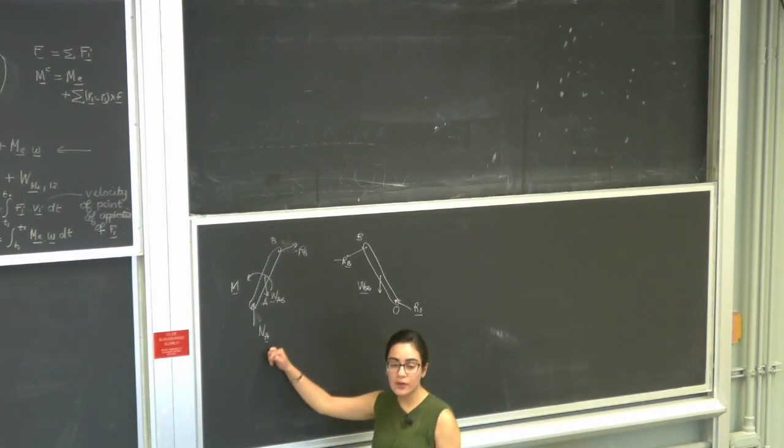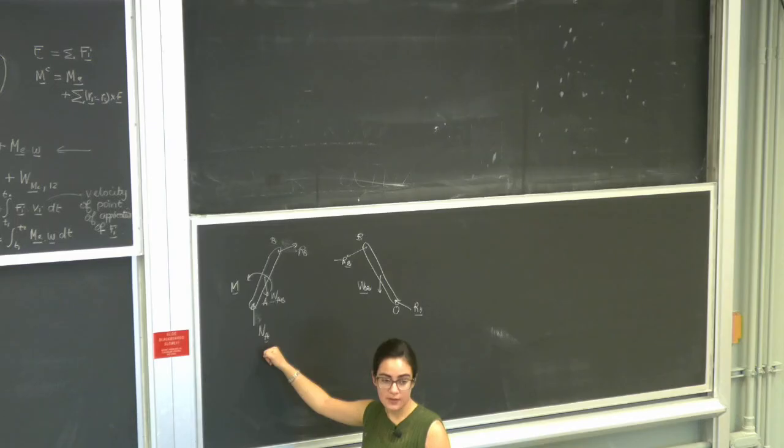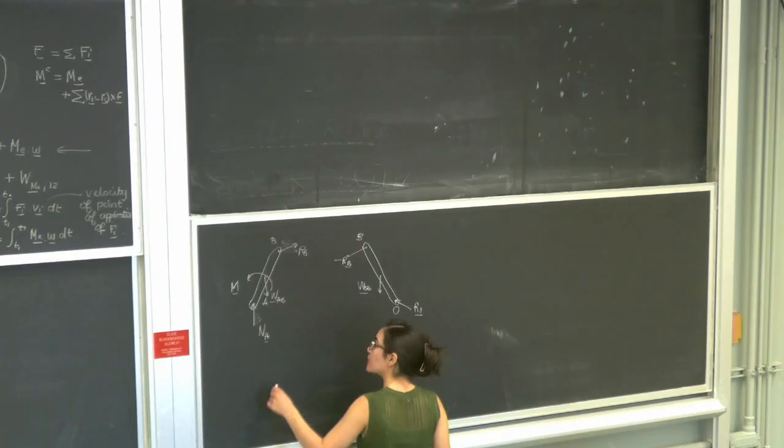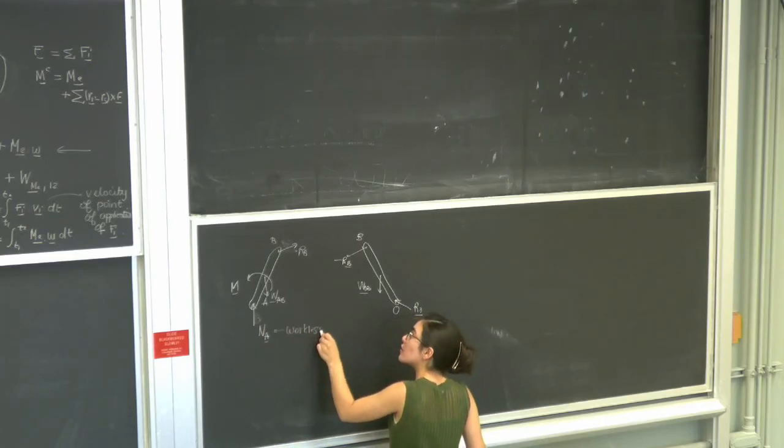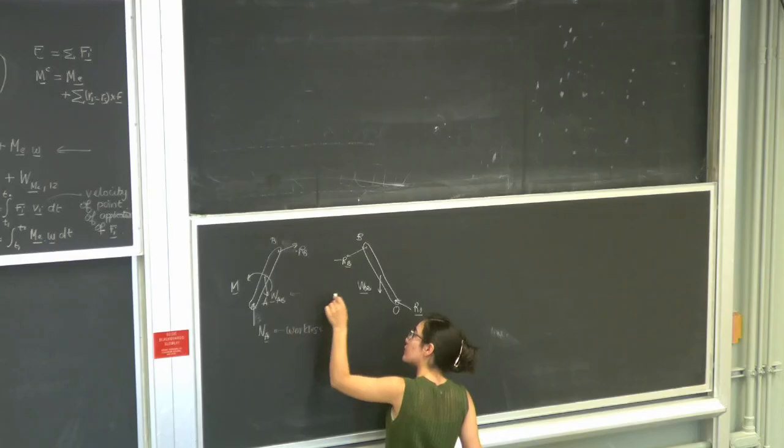Let us look at these forces. NA. What is the work of NA? Zero or non-zero? Zero. Why? Because the dot product is 0. It's perpendicular to the displacement. So this is workless. These two forces, the weights, are conservative, right?